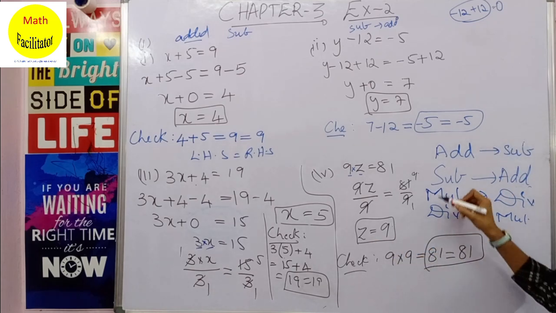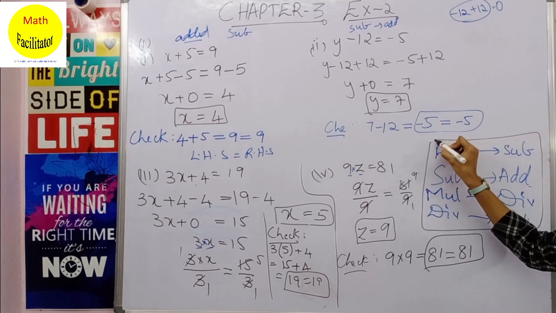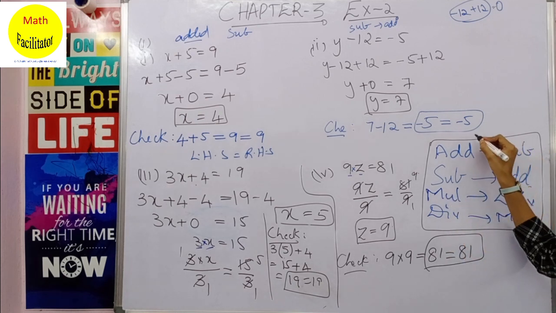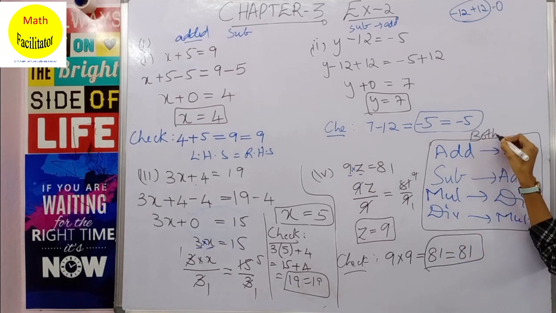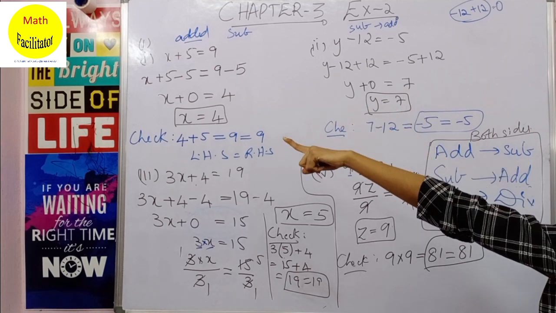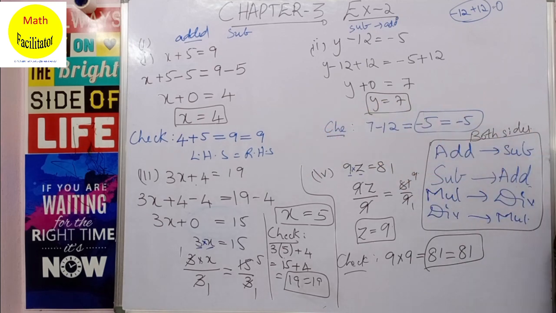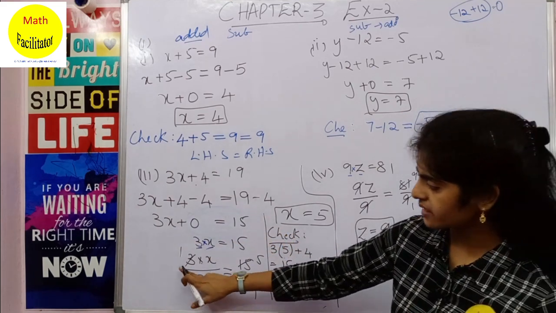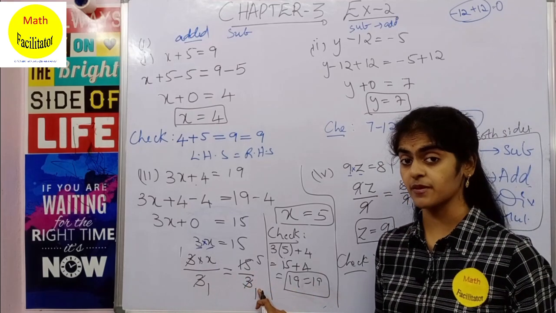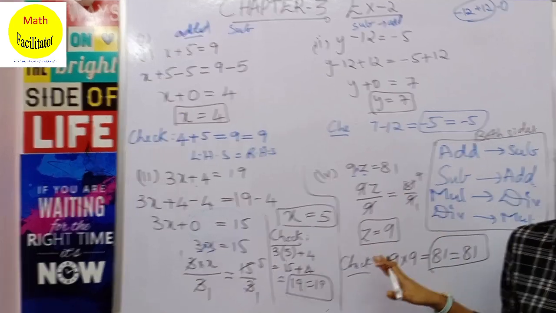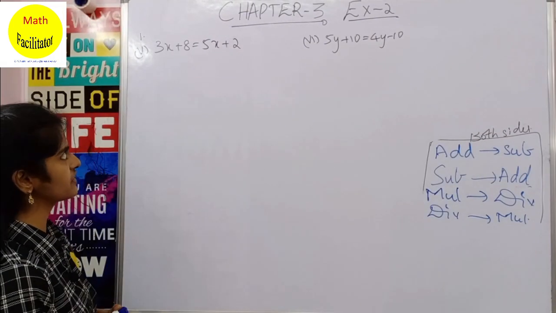Clear? So this is a basic rule for solving without transposing. If you are doing something without transposing, you will do it on both sides. If you are adding something on one side, you will add the same number on the other side. If you are subtracting something on one side, you will subtract the same number on the other side of the equation. If you are multiplying something, you will multiply the same number on the other side. If you are dividing something, you will divide with the same number on the other side also. This simple logic you have to remember, and these are really easy. Moving on to the next part of the same question.